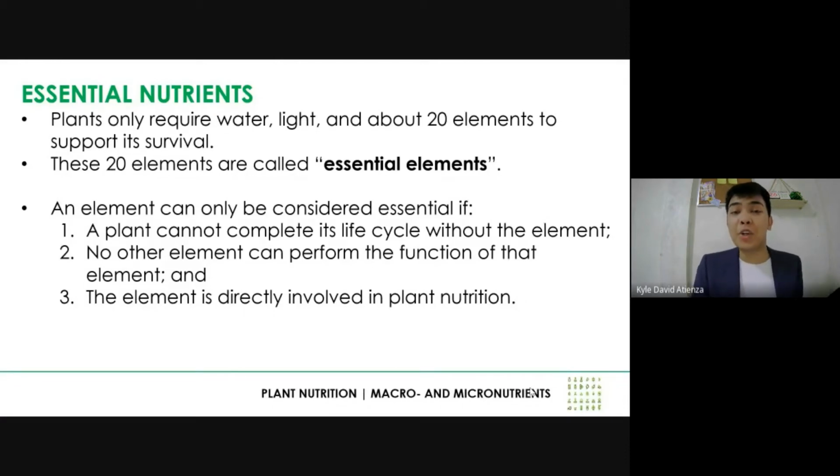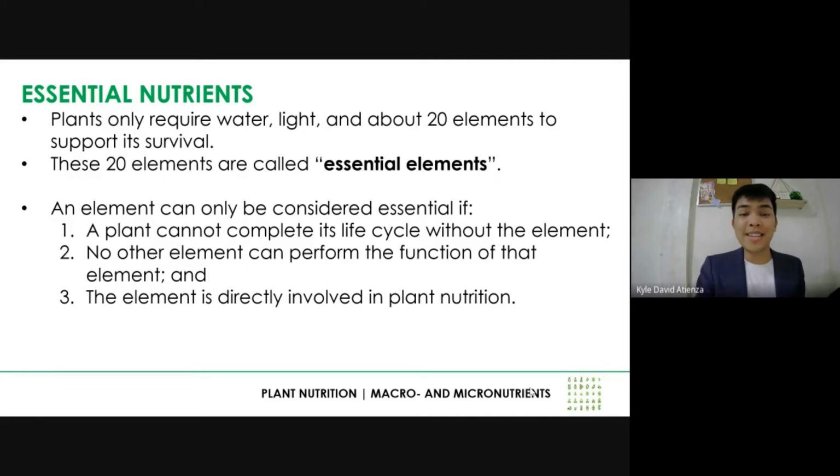We have the macronutrients and the micronutrients, which will be the focus of today's discussion. Even if we call these nutrients as macro or micro, one is not more essential than the other. They complement each other and they both help the plant in its survival.